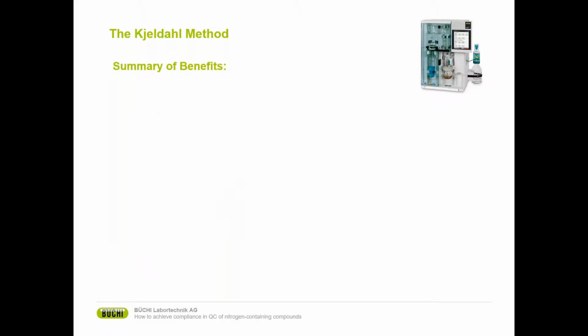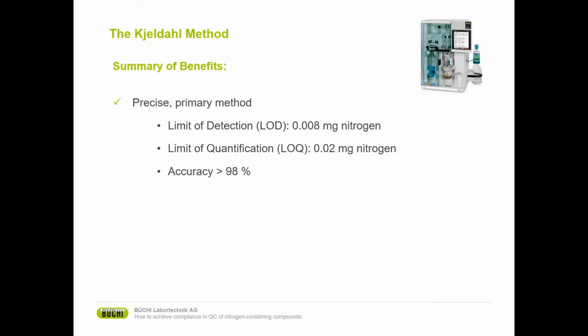Okay, and now we talk about, I guess, the most interesting thing for you, which are the benefits. I think there are quite some benefits to mention here. First of all, it's a precise and primary method. The limit of detection, the LOD, is quite low with 0.008 milligrams of nitrogen. And so is the limit of quantification, the LOQ, with 0.02 milligrams of nitrogen, and the accuracy is quite high with more than 98% accuracy.